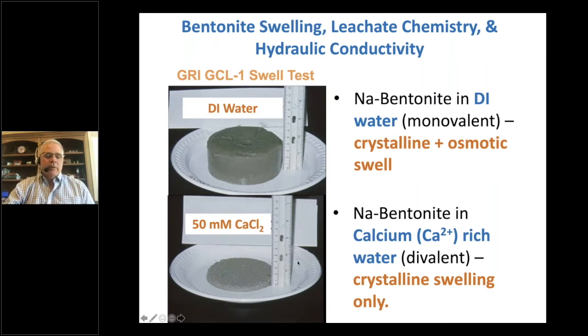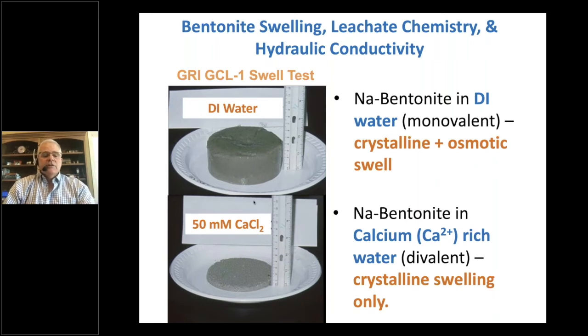Do the exact same experiment with granular bentonite in the mold, pour a 50 millimolar calcium chloride solution, different chemistry, divalent, more concentrated. Let's take a look at the outcome. What happens? In this experiment, no swelling. Exactly the same bentonite, exactly the same amount of water. The only thing we've changed are the ions in the water. If you look carefully at that photograph at the bottom, I don't see any swelling going on. In fact, I see the original bentonite granules, right? It's virtually had no swelling whatsoever. It almost looks dry, but it has been immersed in a 50 millimolar calcium chloride solution.